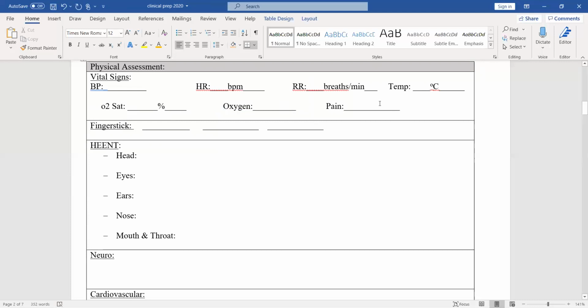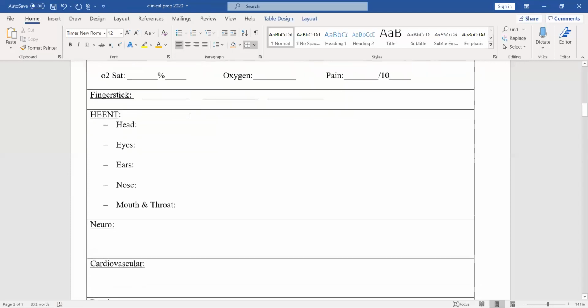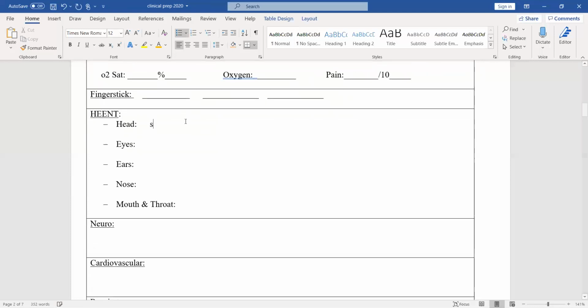Percentage, pain scale out of 10. So head, we're looking at, is the head symmetrical, no lesions or masses noted. You're going to want to write these in pencil, so that way these are helpful tips when you're going into your patient's room to conduct a physical assessment.